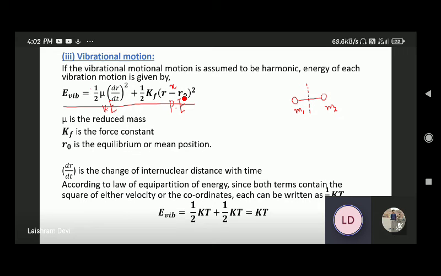So here also, that's why E vibration again can be written like this: half kT from this term, half kT from this term. So every vibrational motion will contribute kT to the total average kinetic energy.